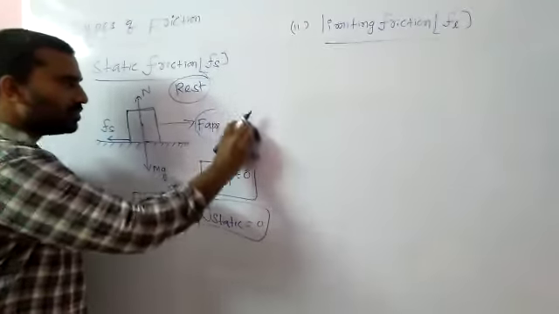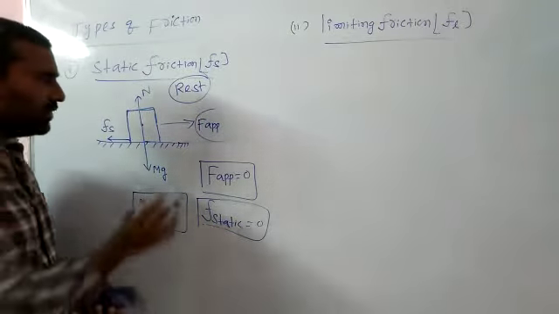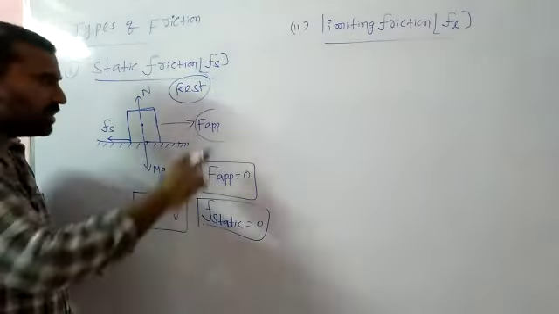Now a very small force is applied on the block for motion, but still the block is at rest. Now the static friction is present opposite to the applied force with equal magnitude. Equal means if the applied force is 1 Newton, the static friction present is also 1 Newton.